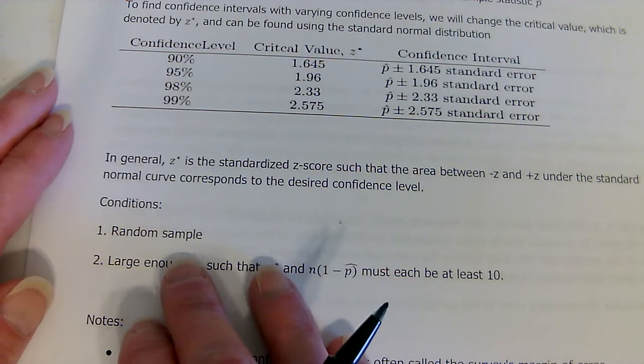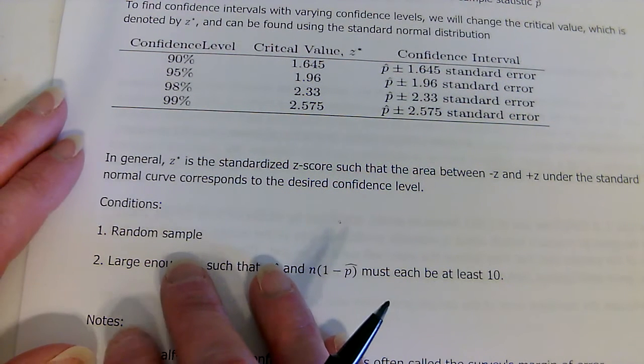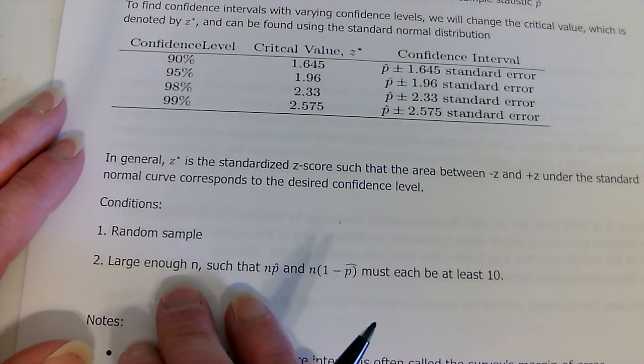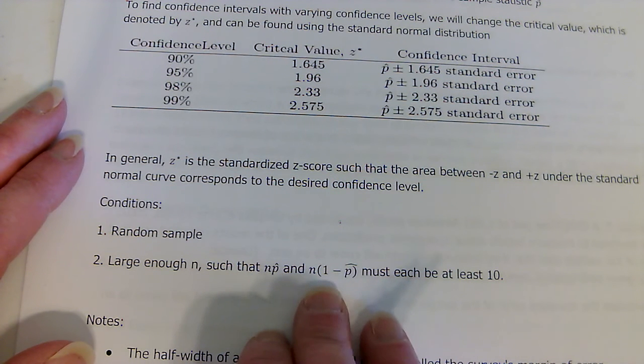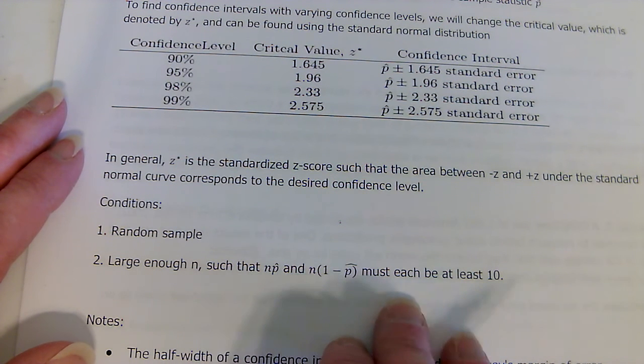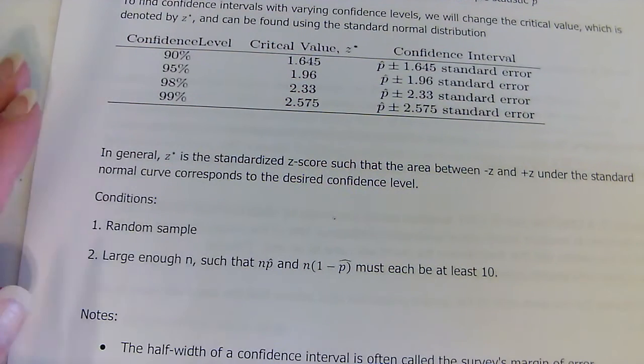Here are our values for the critical values. So our conditions: we have to have a random sample. We have to have a large enough sample size, that n times p-hat and n times 1 minus p-hat must be at least 10.